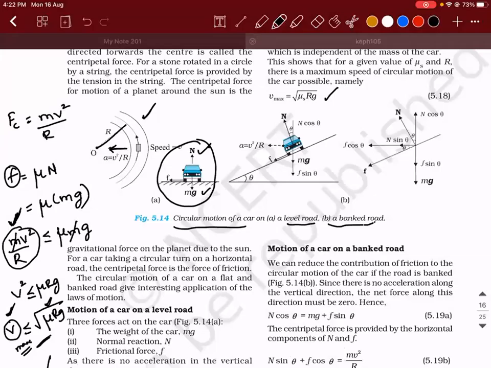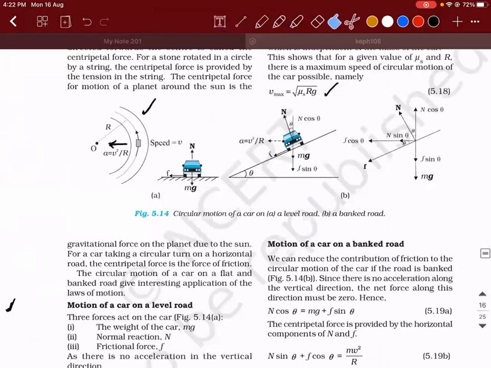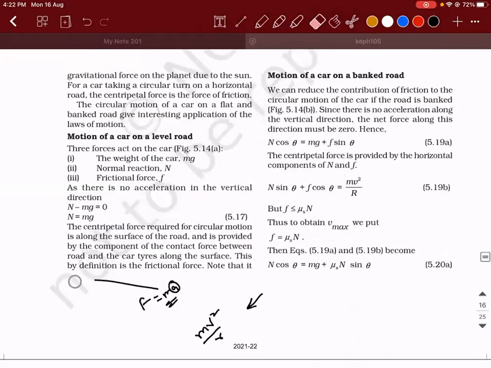See, next is a slightly complicated one. Concentrate, okay? This one was easy. The next one is slightly complicated in terms of resolution and understanding itself. So I want you all to concentrate, and if there is any point you want me to explain again, I'll do it. Just give me a minute. So the next heading is motion of a car on a banked road.